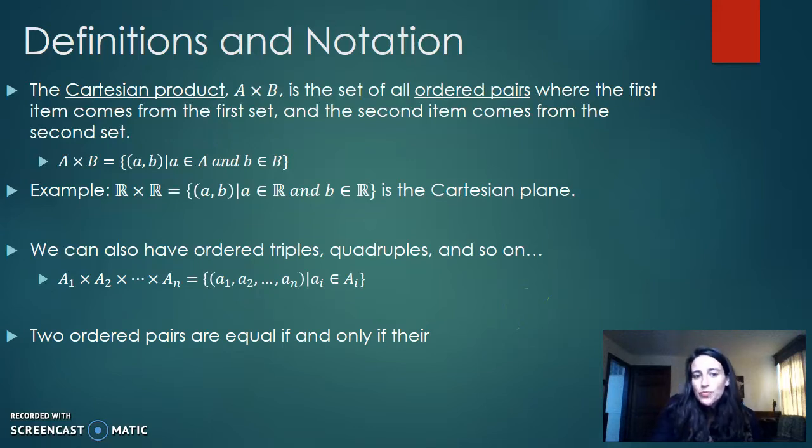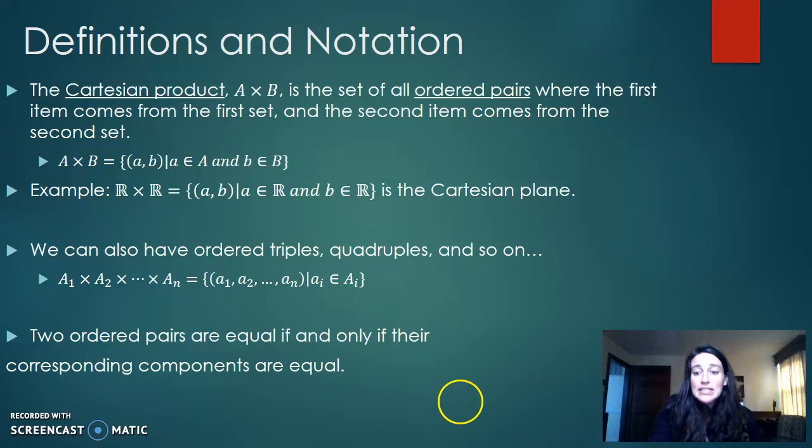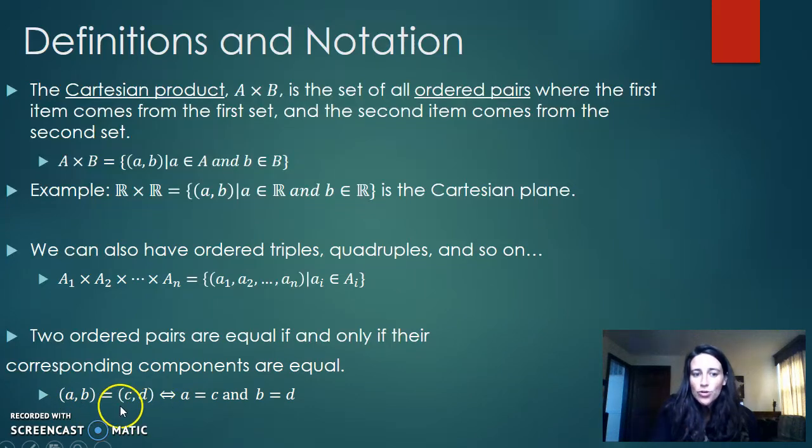We say two ordered pairs are equal if and only if their corresponding components are equal. So to say the ordered pair (a, b) is equal to the ordered pair (c, d), that's logically equivalent to saying a is equal to c and b is equal to d.